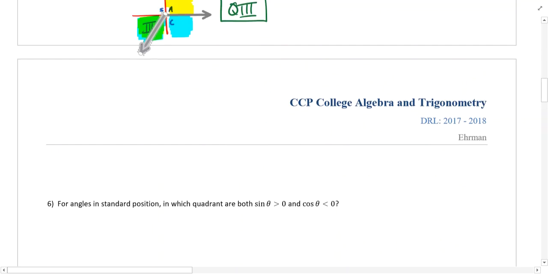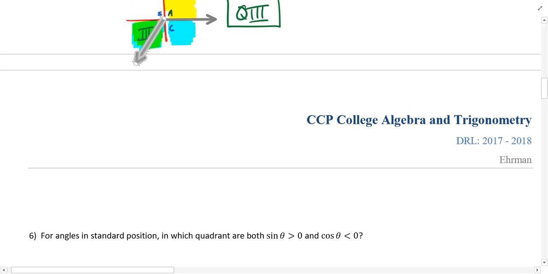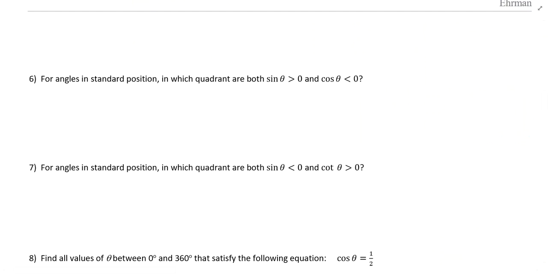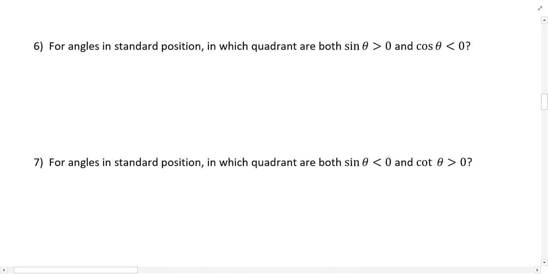Moving on. For angles in standard position, which quadrant would sine be calculated to be positive and cosine be negative? Go ahead and pause the video and resume playback in a moment to check your work.